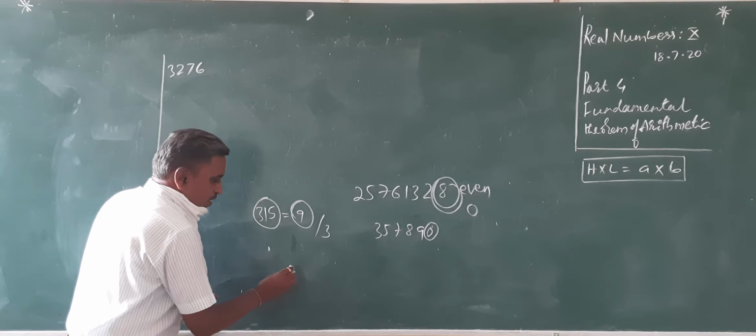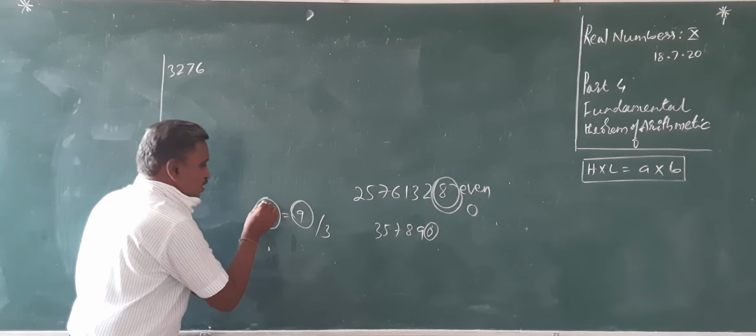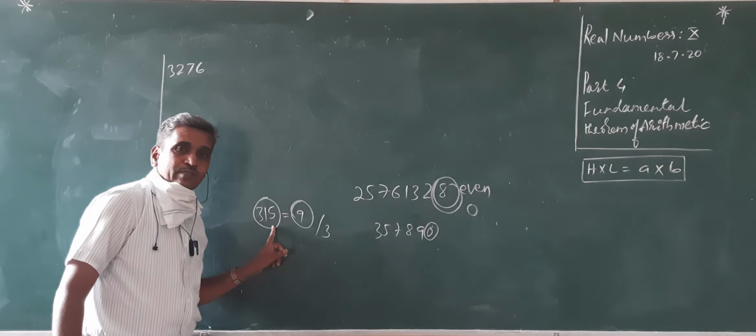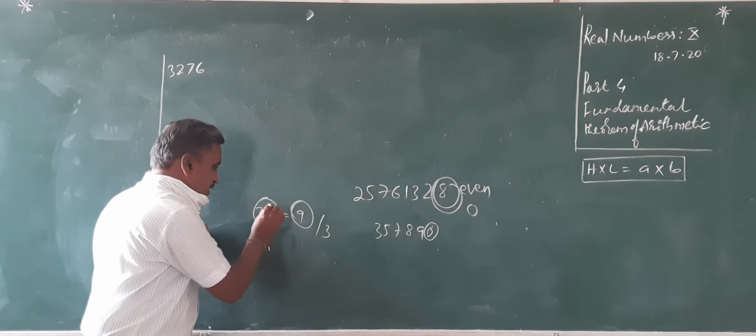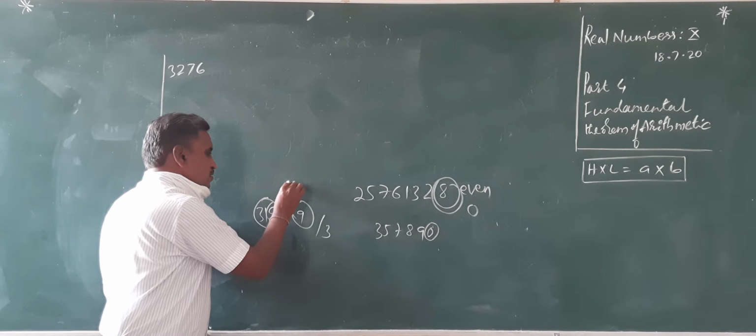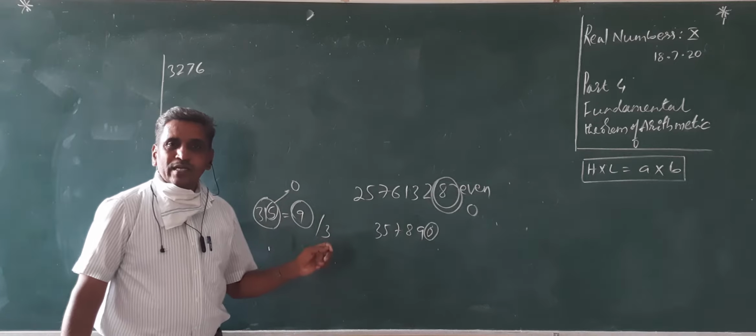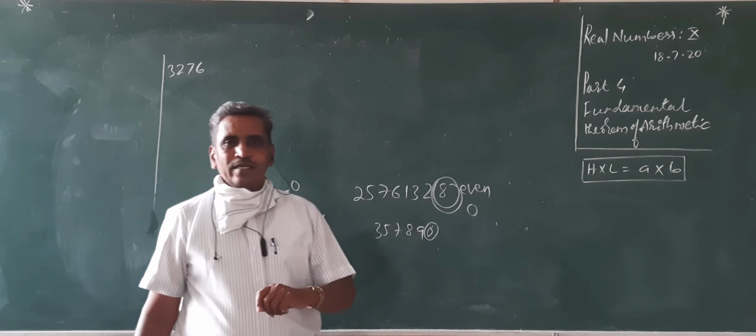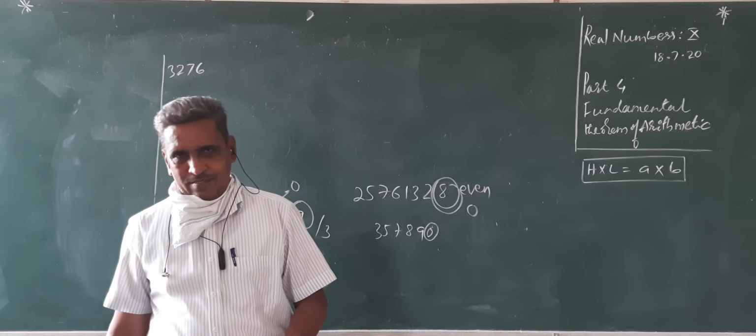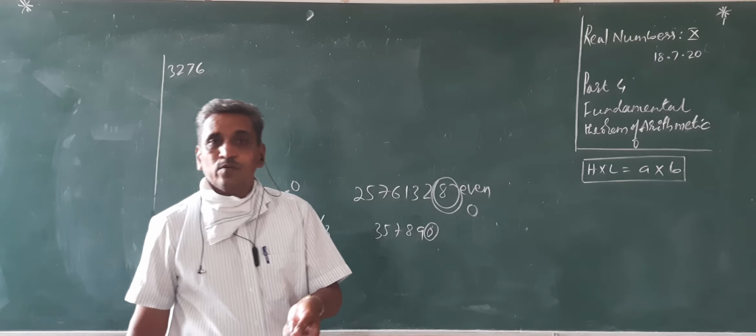Also, it is divisible by 5. If the unit digit is 5 or 0, then it is divisible by 5. If a number is divisible by 2 and 3, it is divisible by 6. Yes, that is the divisibility property of 6.